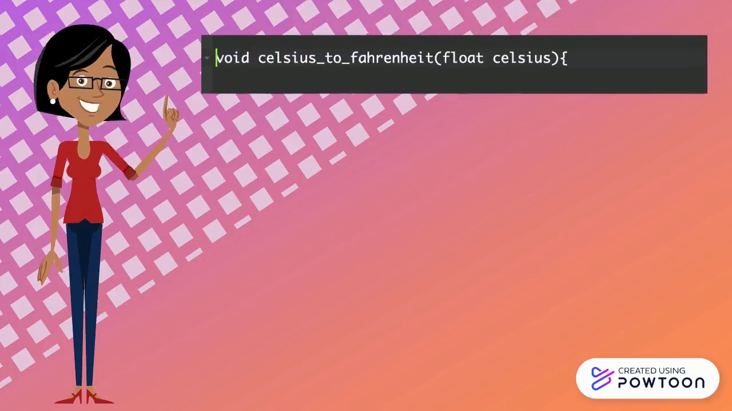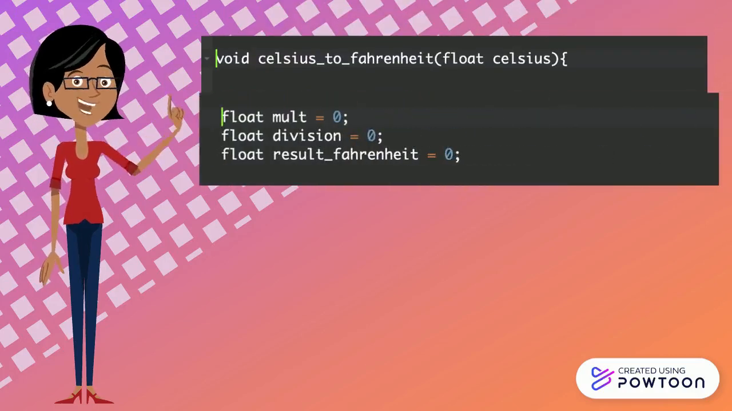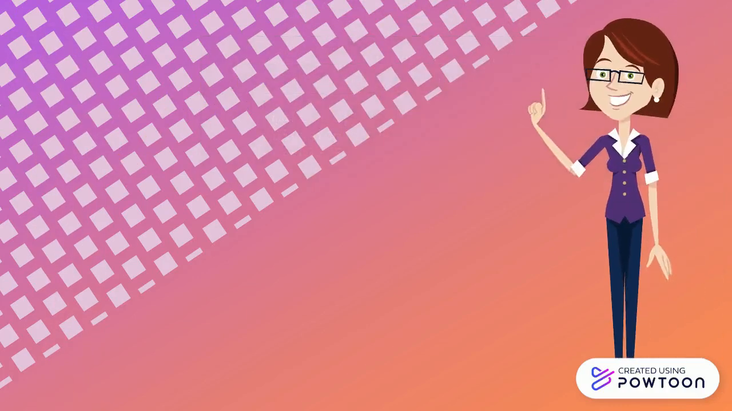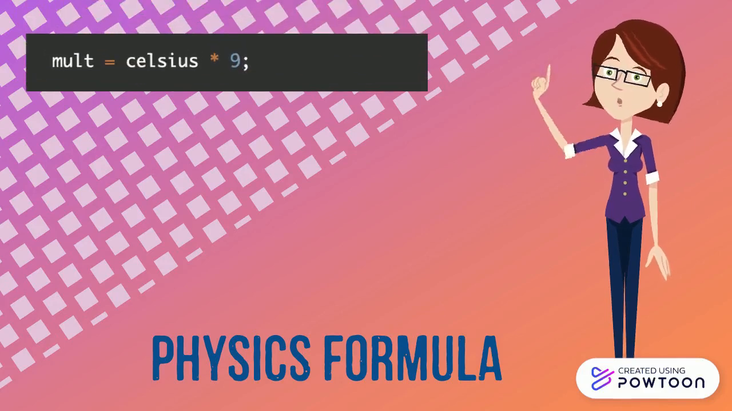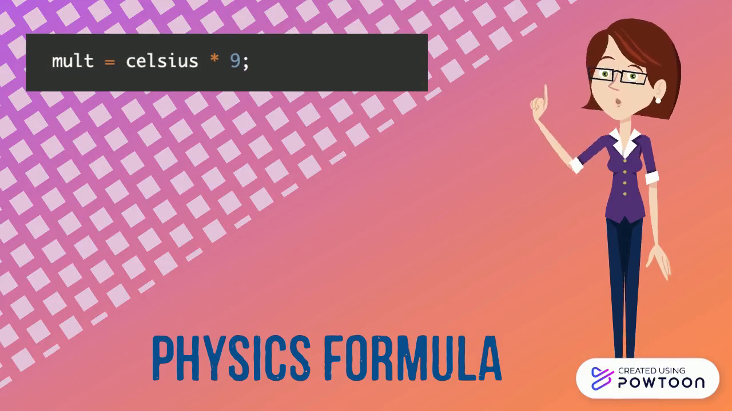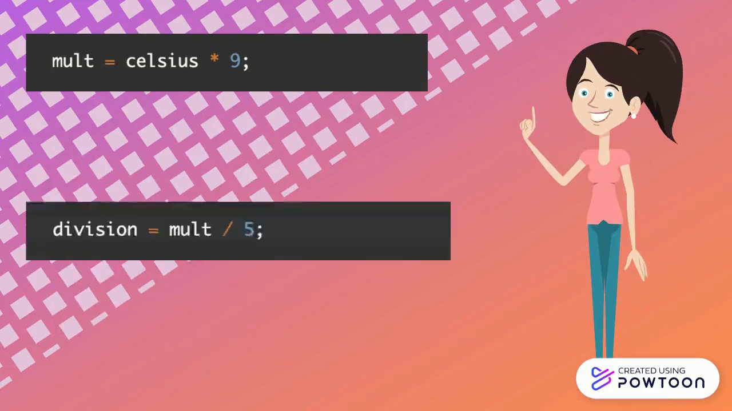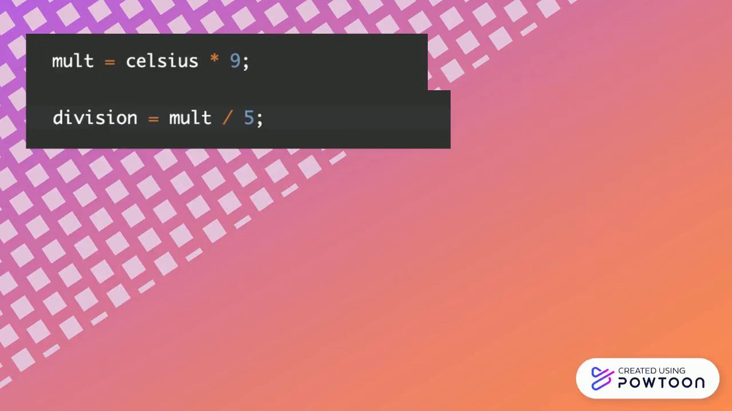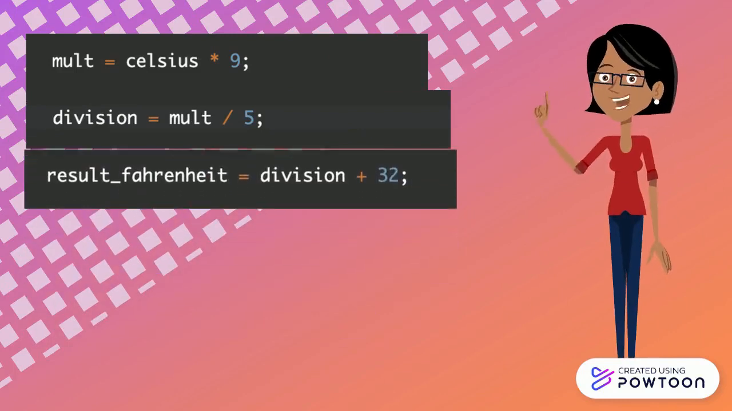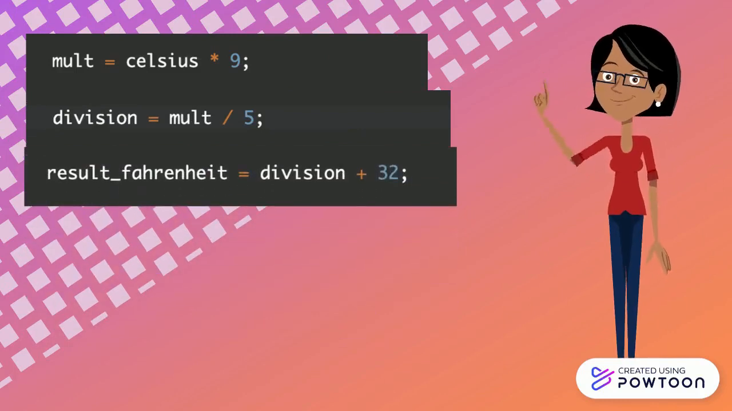After that step, you need to declare the variables you will use in this function. We decided to call them mult, division, and result Fahrenheit. Now we will recreate the physics formula step by step. First, you need to multiply the number of degrees Celsius by 9, and the result will stay in the mult variable. Then you need to divide the result by 5, and it will stay in the variable division. Finally, you need to add 32 to the result of the division, and that will give you the final conversion.